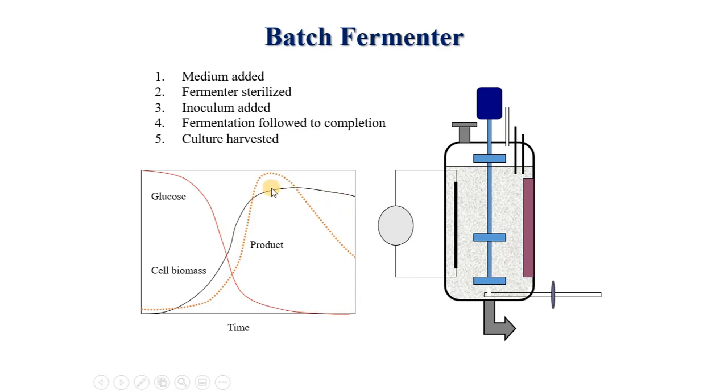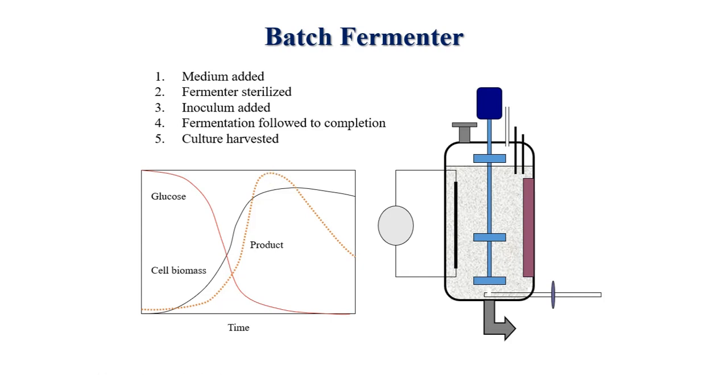If you plot the values of your product, for example if your product is an enzyme, or biomass, or a biosurfactant, or any valuable product of your interest, there is a particular region which is the optimum level of your product. At this point we have to stop the fermentation process. Then we can harvest all of your substances.